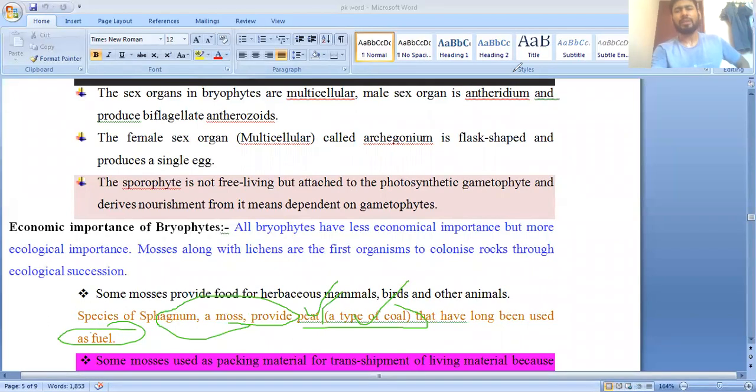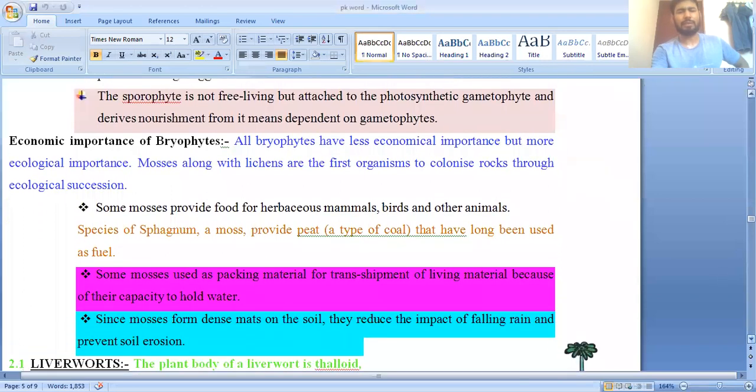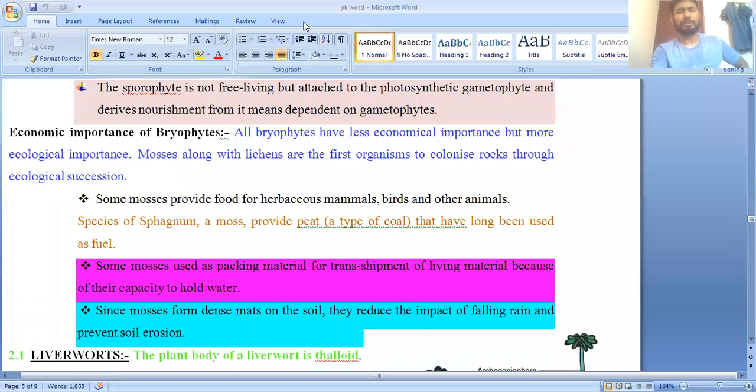Clear? So this is the economic importance of the bryophytes, and in the sequence we are going to discuss the next economic importance. Some mosses are used as packing. You already know about World War First. When World War First happened, these mosses were used for dressing purposes. Why dressing purposes? Because these mosses have good water holding capacity. Mosses can hold water up to 20 times their body weight.